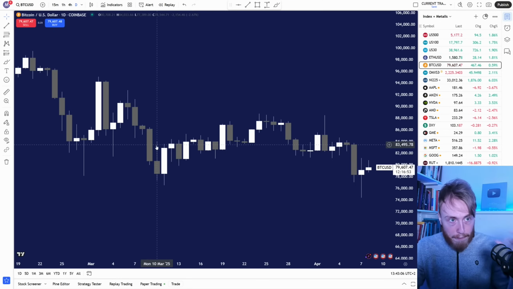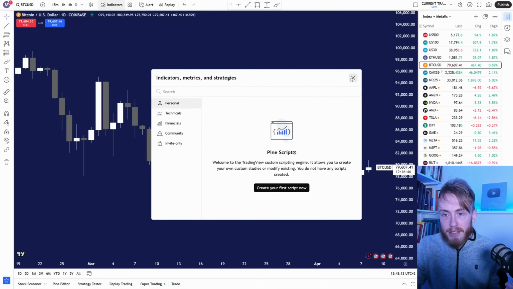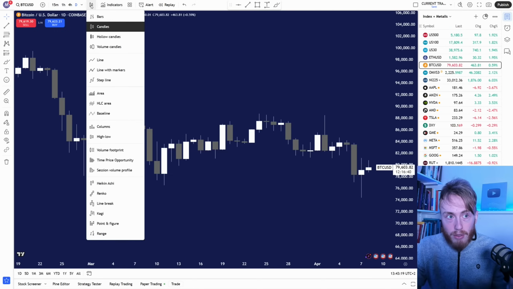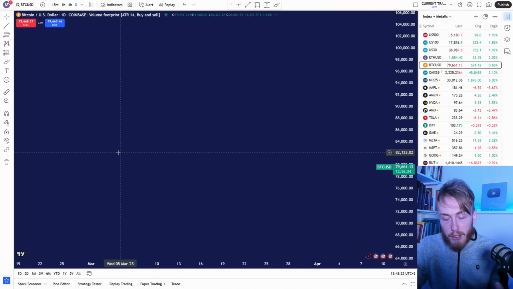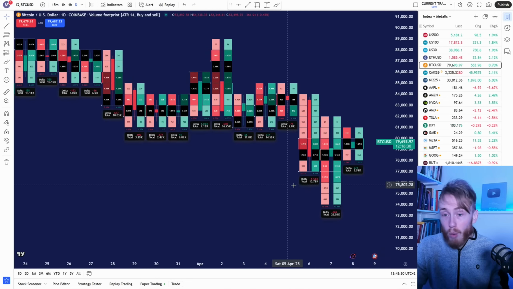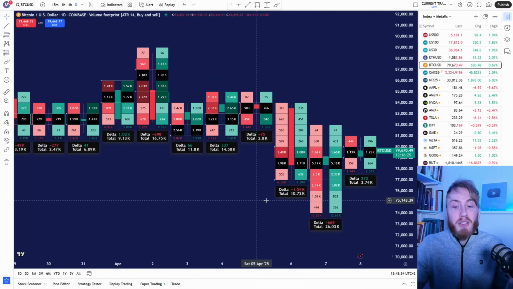So the first indicator I want to show you guys is actually not really an indicator. You usually find the indicators here in the indicators tab, but here I want to go to, you see where it says candles. Right now we're looking at a normal candlestick chart. But what you do want to do is go down and click on volume footprint right here. And as you can see, after you click on this one, the whole appearance of the chart will change and your chart should look something like this.